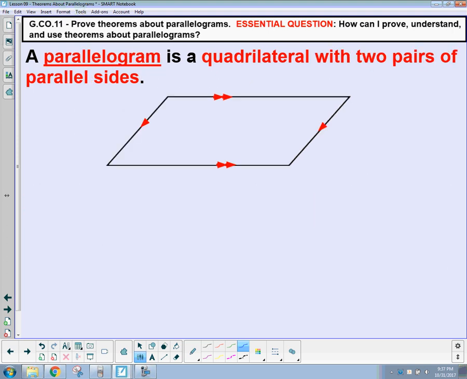A parallelogram is a quadrilateral with two pairs of parallel sides. Hence, this line is parallel to that line, and this line is parallel to that one. Could say opposite sides are parallel to each other.